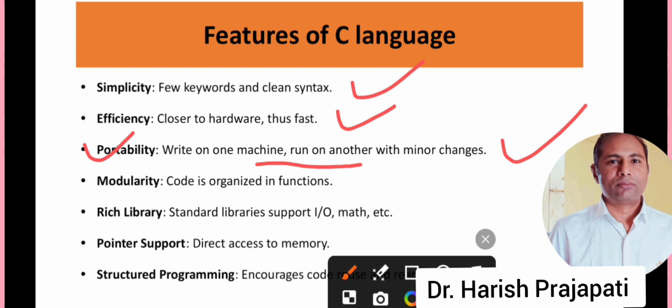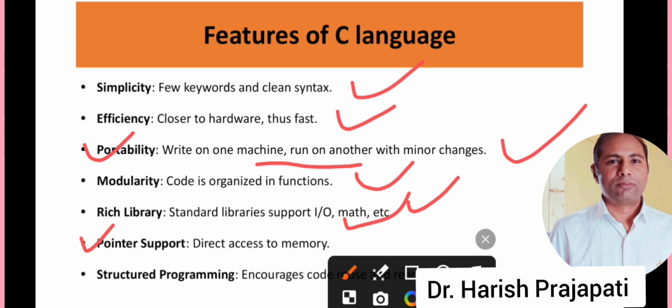Now it is modular. Modularity means we can organize the program using functions. And C also has a very rich library, meaning it supports input output operations and some mathematical operations. So that is why it has a rich library. Now, pointer support means we can use the memory using pointers. So that's why we can decide where we want to place our data and from where we can retrieve the data. That's why it has pointer support.